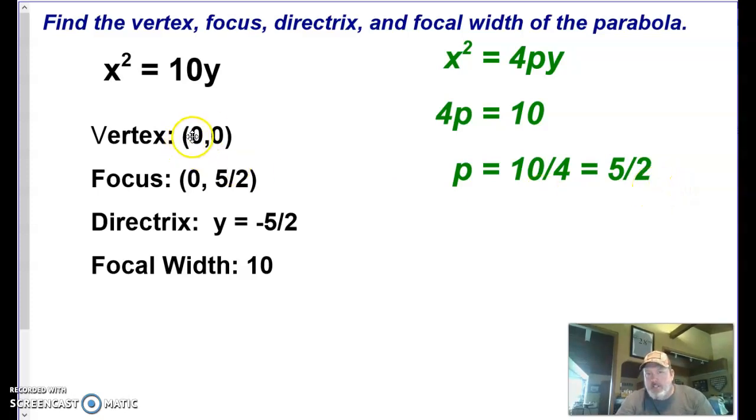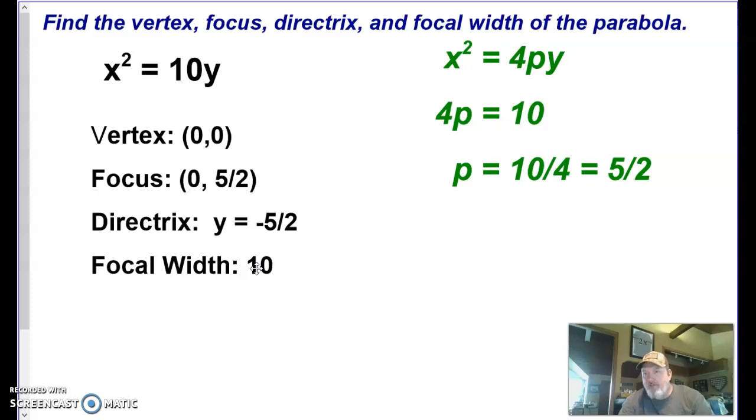So our vertex, always at 0, 0 for today. Our focus is going to be 0, and then this number, so 0, 5/2. The directrix will be opposite sign, so y equals -5/2. And our focal width, we know that this number is 4p, so our focal width is 10.